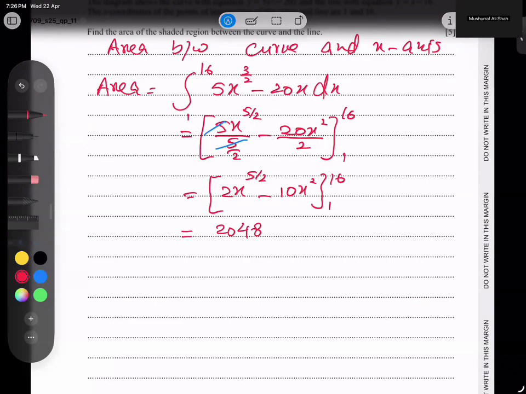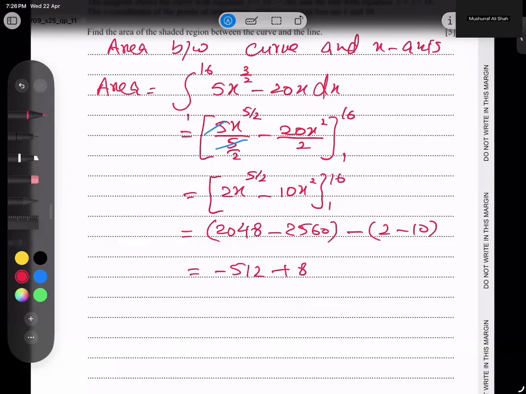Okay, and when I plug in the other one, 10 times 16 squared, I get 2560. Upper limit done, minus lower limit. That's the 2 minus 10 only. Okay, 2 minus 10, and if I type 2048 minus 2560, I'm getting negative 512. And here I got negative 8 and plus 8.